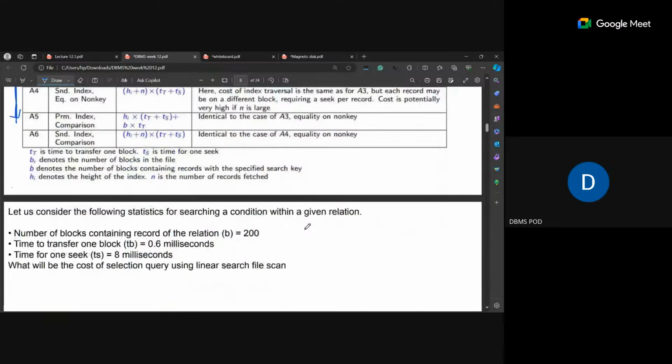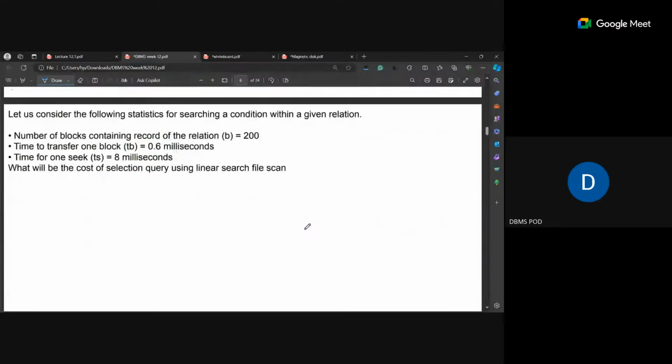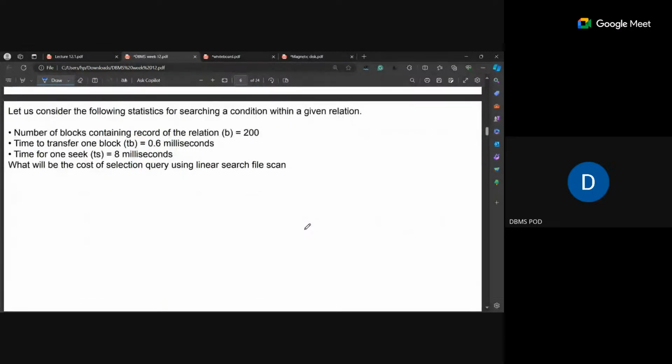So let's solve this numerical. Let us consider the following statistics for a searching condition within the given relation. The number of blocks containing records of the relation is 200, and the time to transfer one block is 0.6 millisecond. The time for one seek is 8 millisecond. What will be the cost of the selection query? Suppose you want to find some record using linear file scan. So what will be the cost?